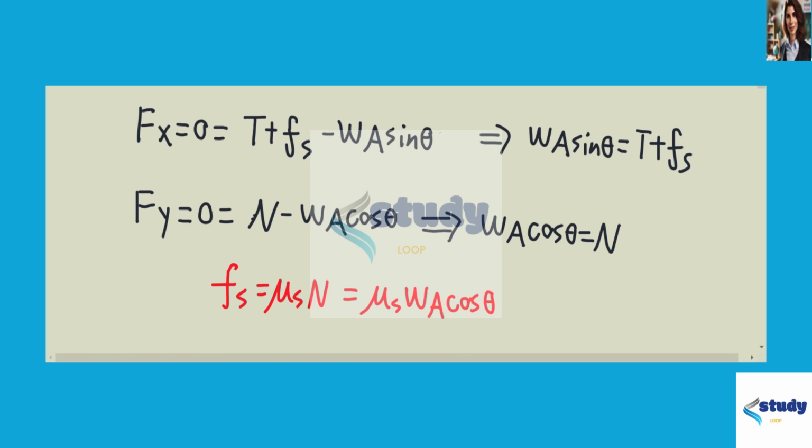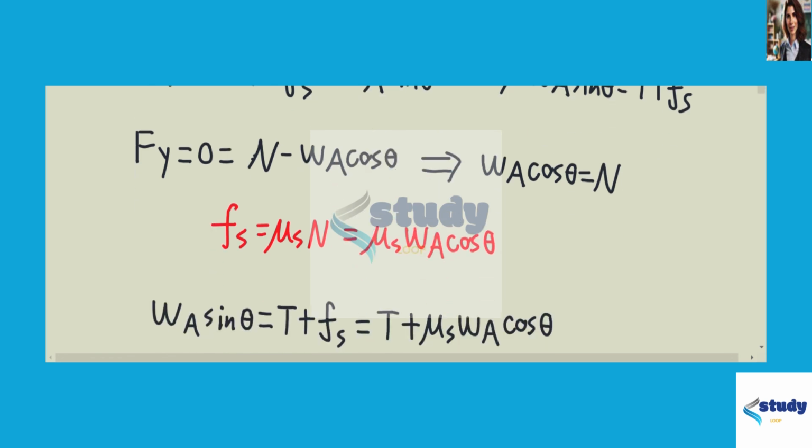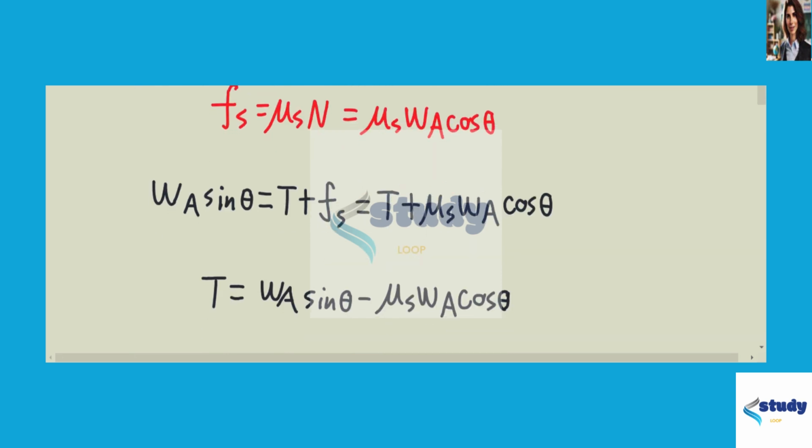And we know the static friction is equal to mu S times N, which is equal to mu S WA cosine theta. So eventually we have WA sine theta is equal to T plus Fs, which is equal to T plus mu S WA cosine theta. So therefore tension T should be equal to WA sine theta minus mu S WA cosine theta.